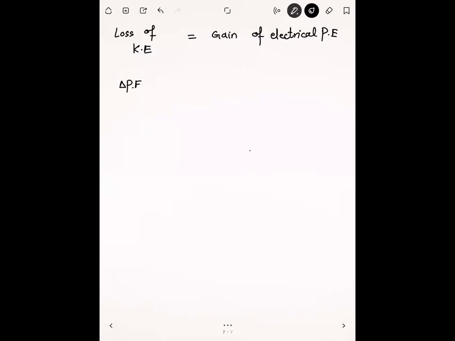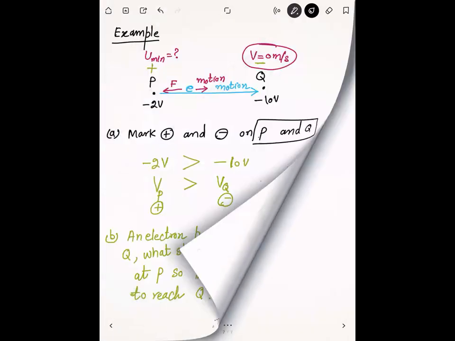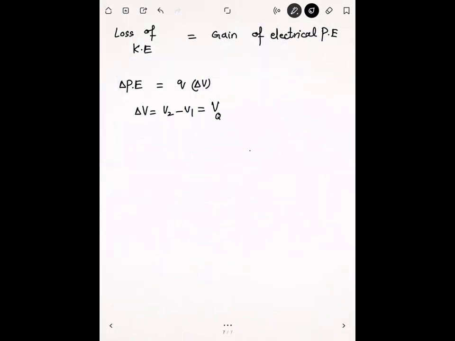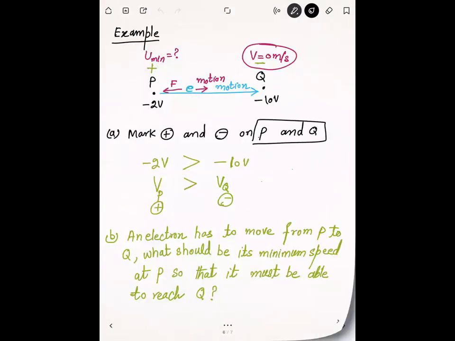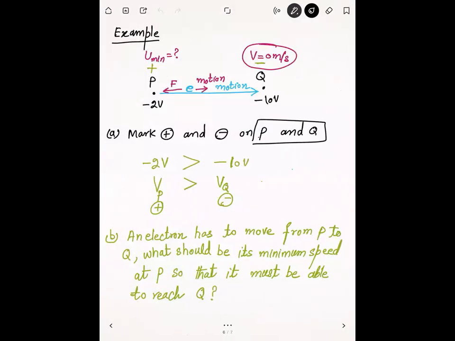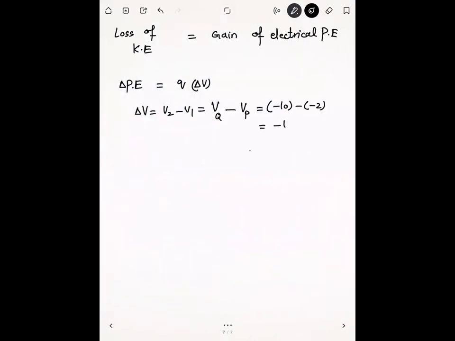Delta PE will be equal to Q times delta V. And if we want to calculate delta V, it will be equal to V2 minus V1. So the final point is Q, the initial point is P. So VQ minus VP, and the sign in the final step will be ignored. So you see VQ is negative 10 and VP is negative 2. So the answer of this part will be negative 10 plus 2. So it would be negative 8 volt. But we have to calculate delta PE as a magnitude.